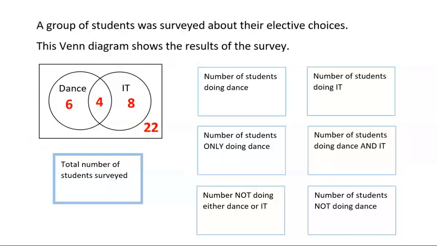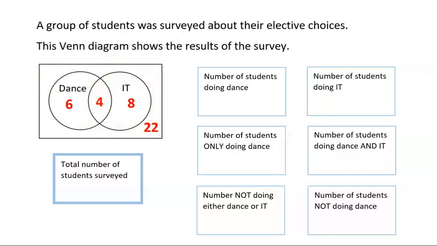But let's have a look at our specific question and see if we can gather some more information about what dance and IT are. The question says, a group of students was surveyed about their elective choices. This Venn diagram shows the results of the survey. So dance and IT are elective choices, which means we have a circle representing students doing dance, a circle representing students doing IT, an overlap section in the middle for students that are doing both, and some students who aren't in either of those two circles, so not dance or IT.